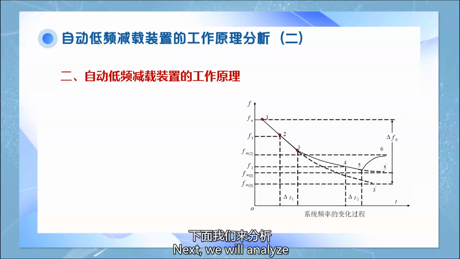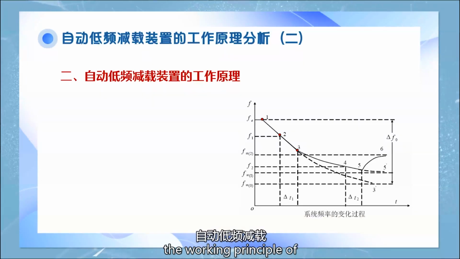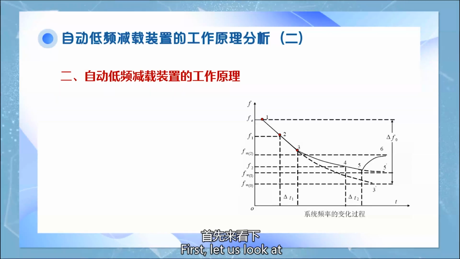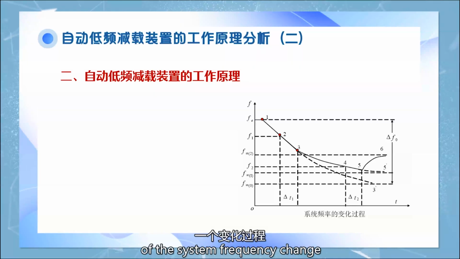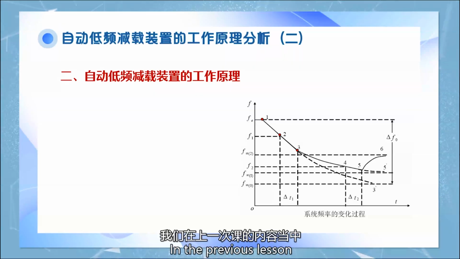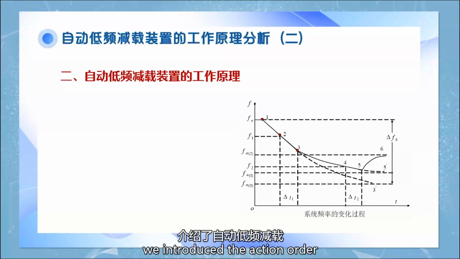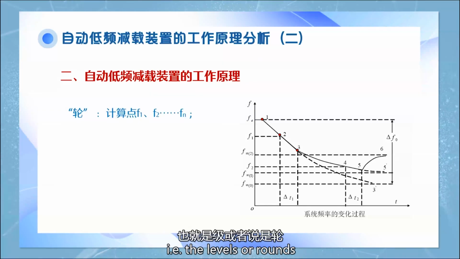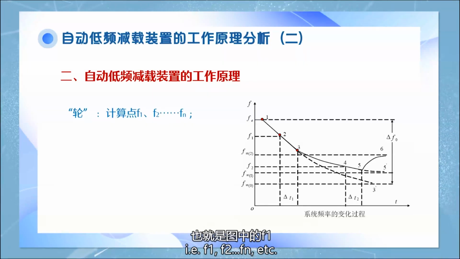harmonics. Next, we will analyze the working principle of the automatic low-frequency load-shedding device. First, let us look at the process of the system frequency change. In the previous lesson, we introduced the action order of the automatic low-frequency load-shedding device, i.e., the levels or rounds, i.e., F1, F2, Fn, etc.